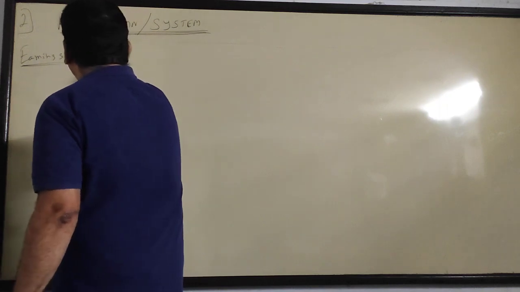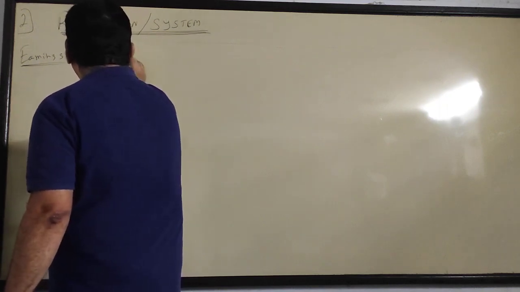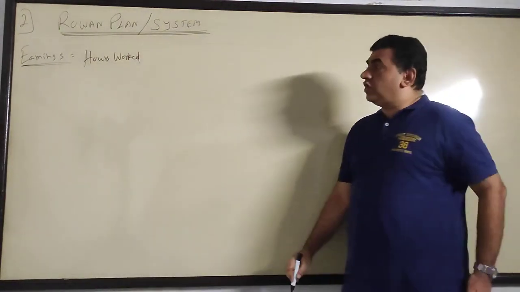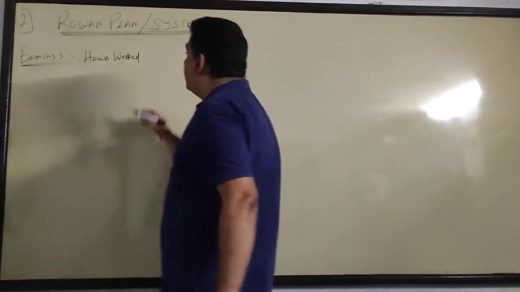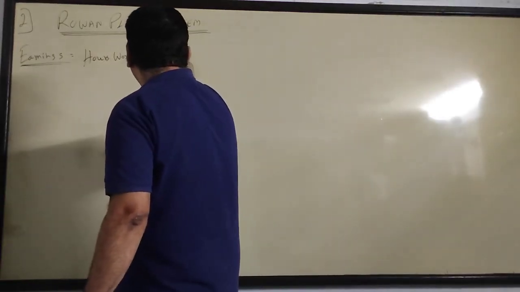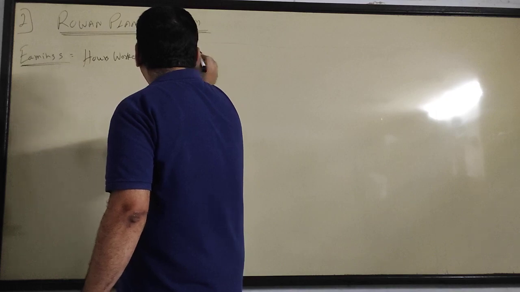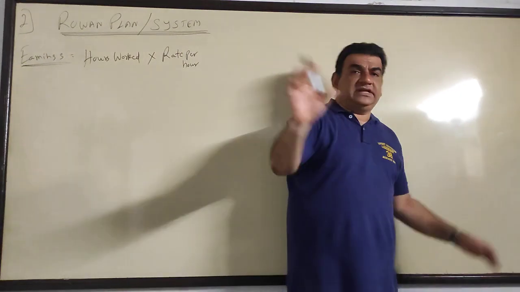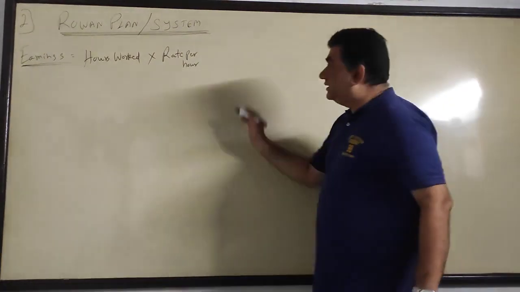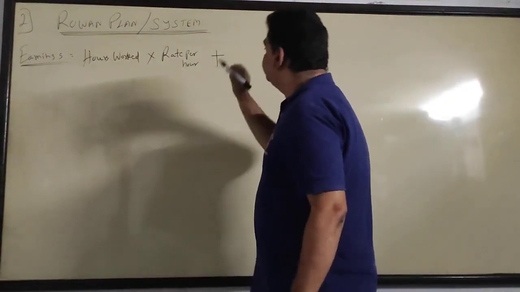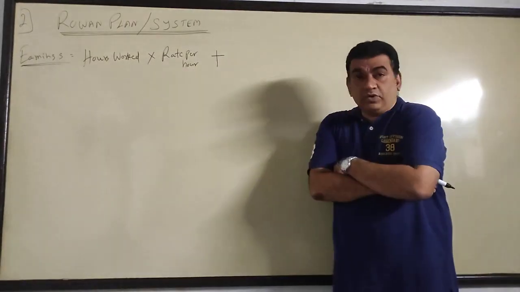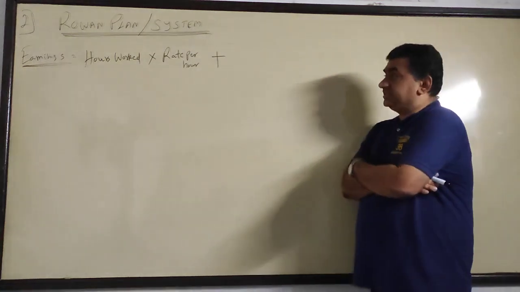The actual hours worked, or you call it hours worked, multiply by the rate per hour. That is same for Halsey and Rowan. Now here the bonus plan will change.